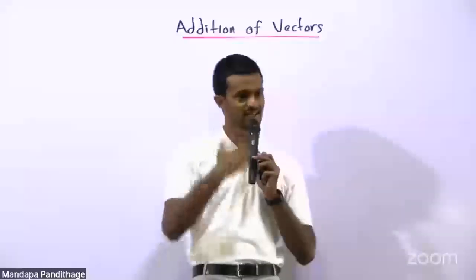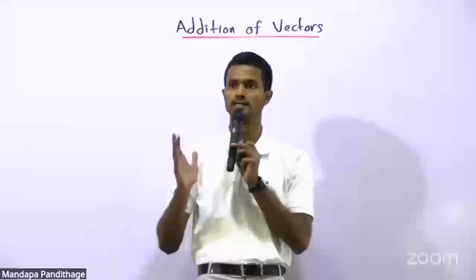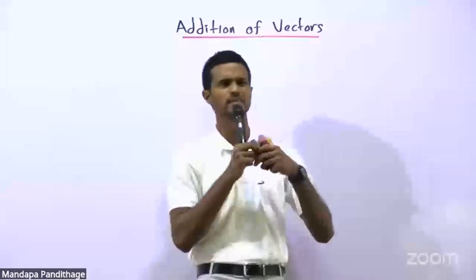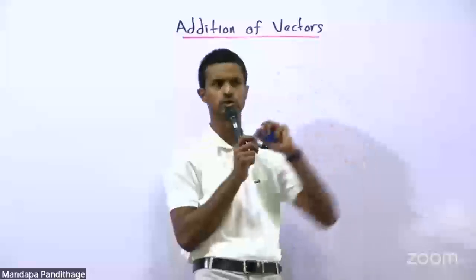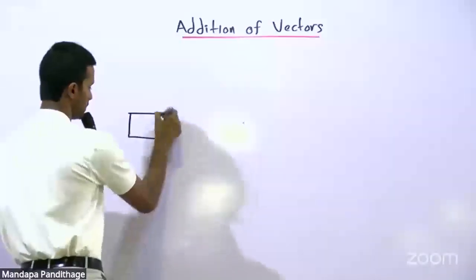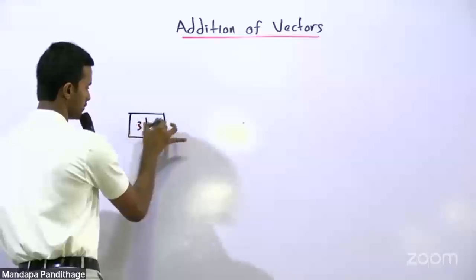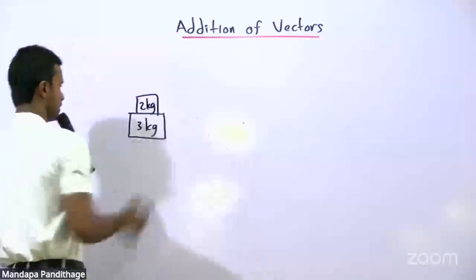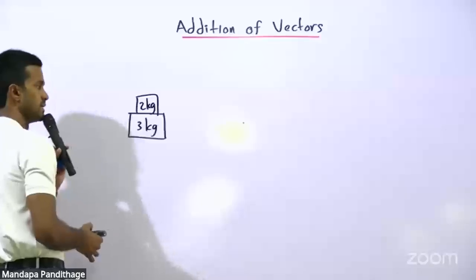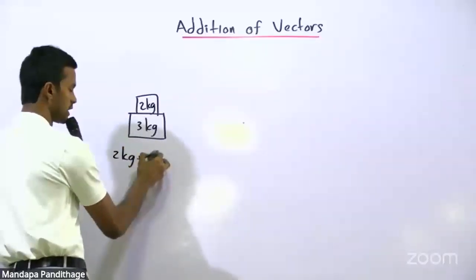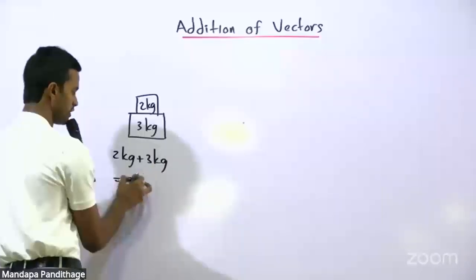Because 2 plus 3, it's 5, that's all. We have two magnitudes, and when two magnitudes are added, you can simply write 2 plus 3 is equal to 5. For example, if we have an object with a mass of 3 kilograms and another with a mass of 2 kilograms, and I ask you to add these two scalar quantities, you can simply say 2 kilograms added to 3 kilograms gives you 5 kilograms.